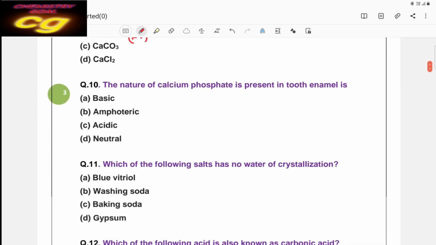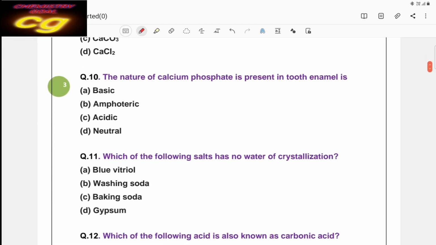The nature of calcium phosphate present in tooth enamel: calcium phosphate is the salt of calcium hydroxide and phosphoric acid. As phosphoric acid is a strong acid, it is acidic. The calcium phosphate is acidic in nature.